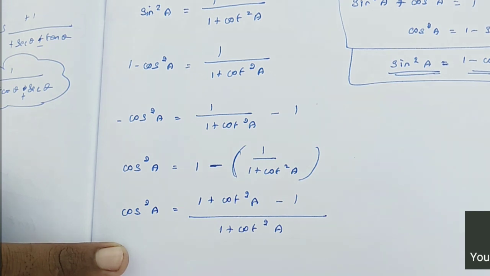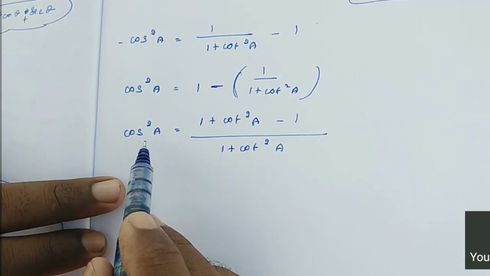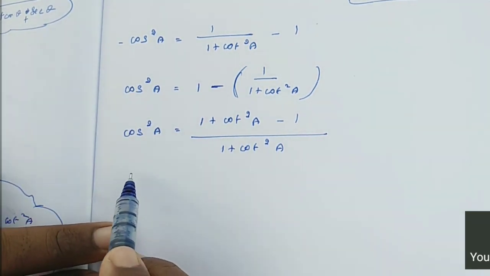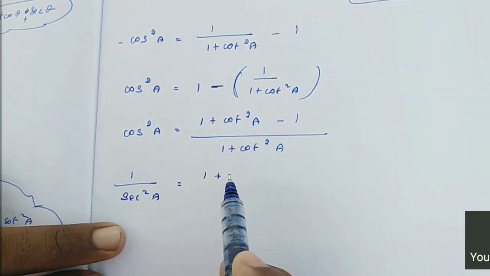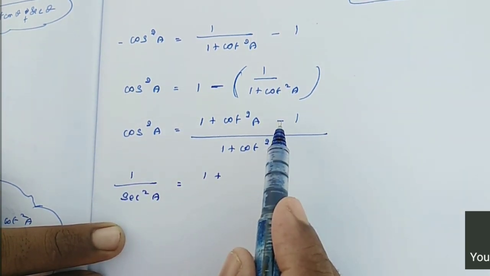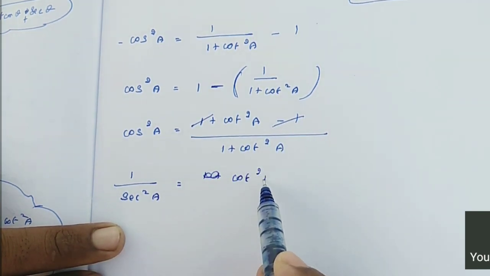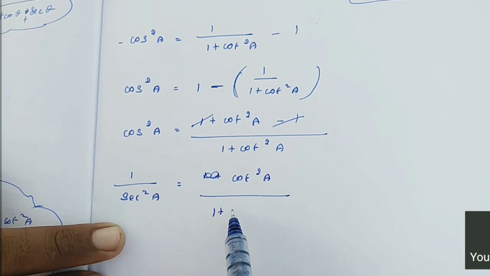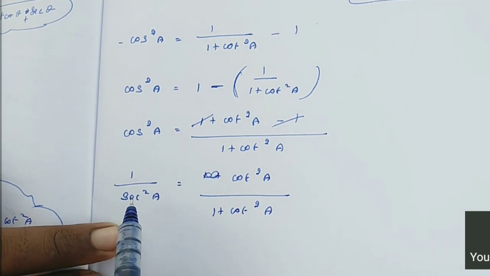Okay. Now, in this cos squared, shall I write it as 1 by secant squared? 1 by secant squared a equal to 1 plus cot squared a, that is plus 1 minus 1 cancel. So here remaining cot squared a alone divided by 1 plus cot squared a. Are you clear? Here I wrote cos squared as 1 by secant squared. Clear?